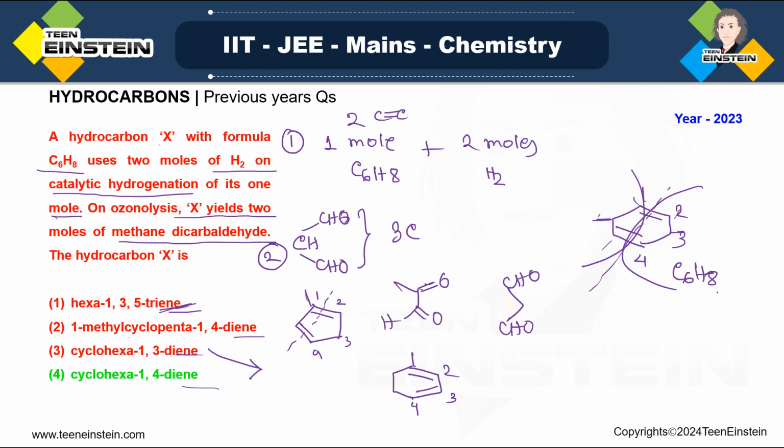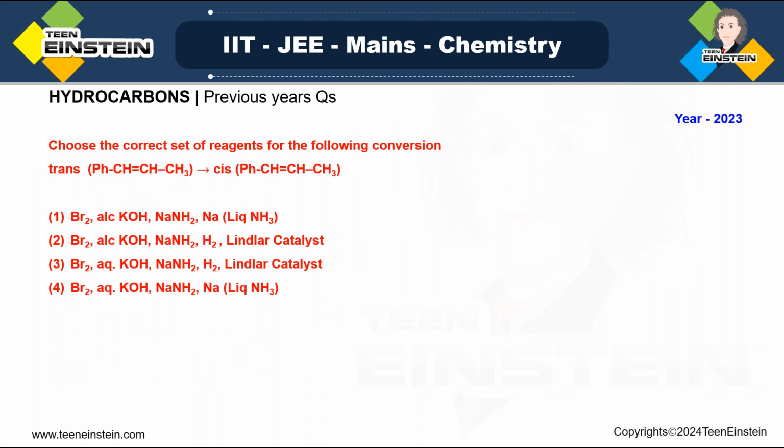Go to the next question. Choose the correct set of reagents for the following conversion. So you have trans-Ph-CH=CH-CH3, and you will change it to cis. What reagent do you need? Now look at the options. The first reagents are the same for all. So simply put bromine and try to see what is happening here.